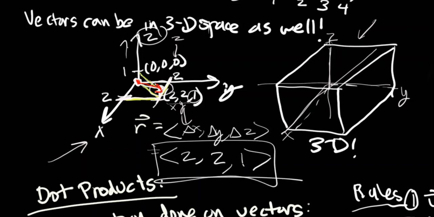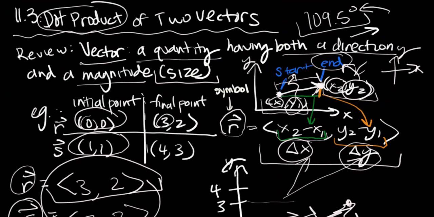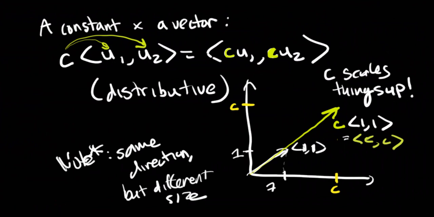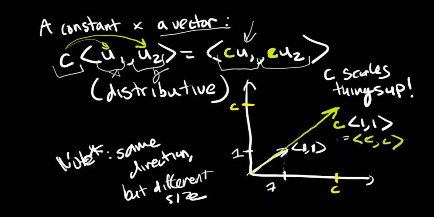Now let's talk about some rules involving vectors before we get into dot products. A constant times a vector will essentially distribute into both components, the x component and the y component of the vector. In the end, you get the vector c times u1 and c times u2. And u1 and u2 are just arbitrary variables representing, for example, the change in x and the change in y.